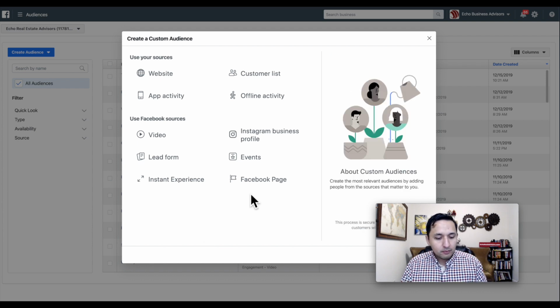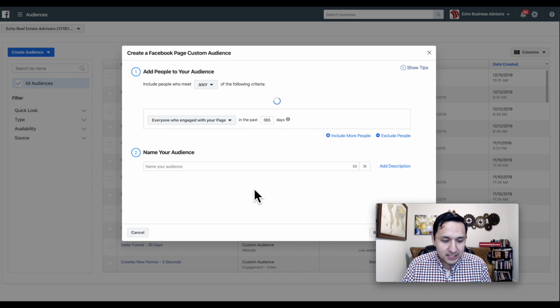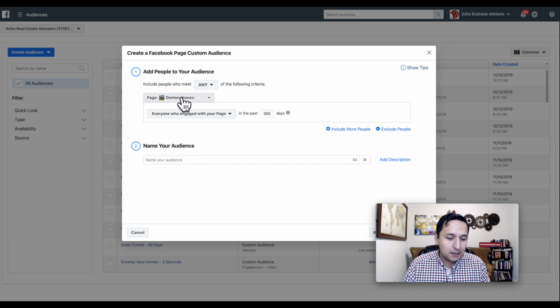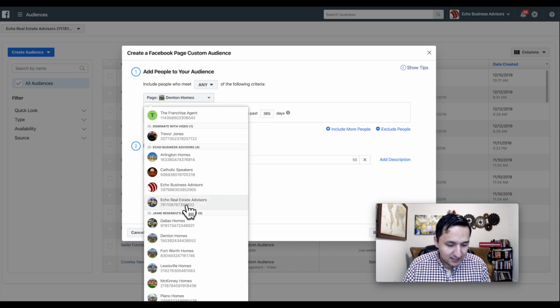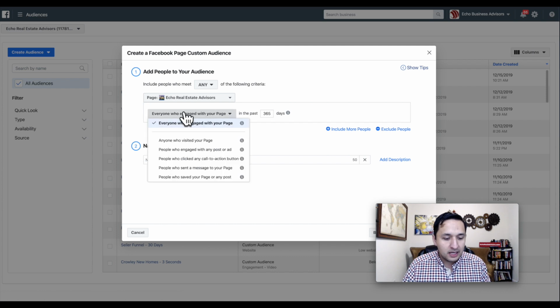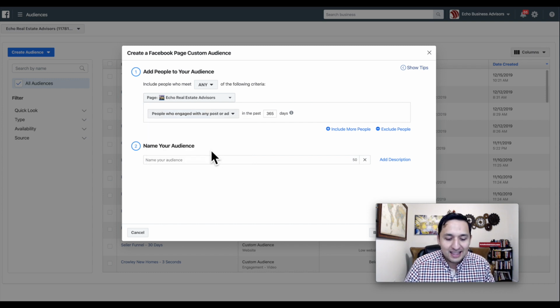So you're going to go to Facebook page and do pretty much the same thing. Highlight the page that you're running the audience from, and then anyone who engaged with your page. So you see anyone who visited your page, anyone who engaged with any post or ad. You can select either this one, anyone who visited your page, or people who engaged with any post or ad. If you're looking for another way of doing it outside of what I just showed you from the lead form, I would suggest that you highlight this right here.